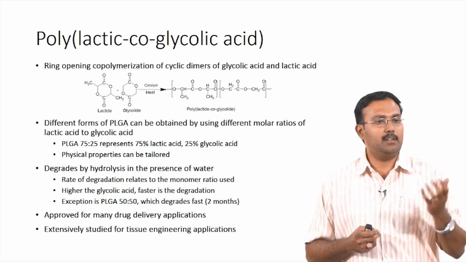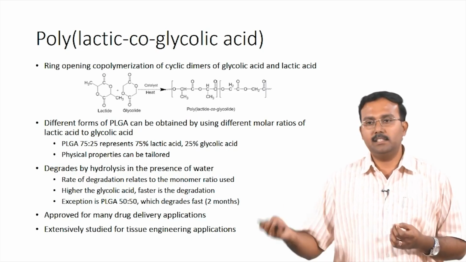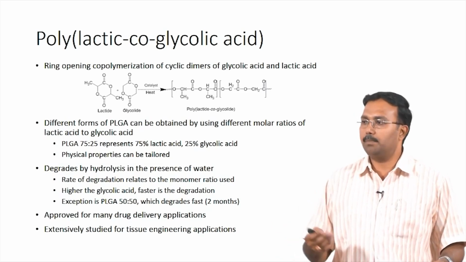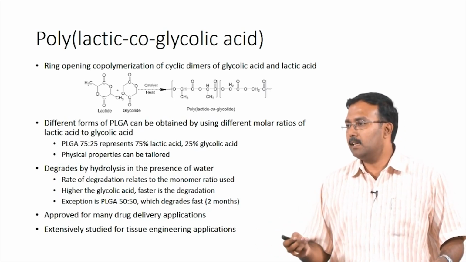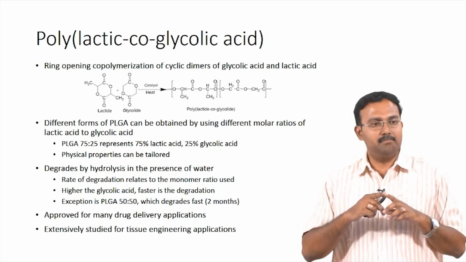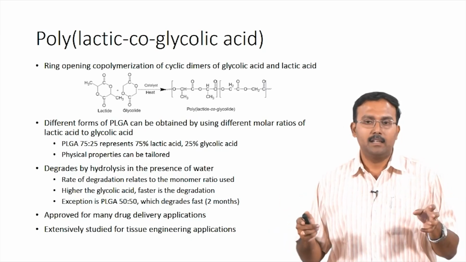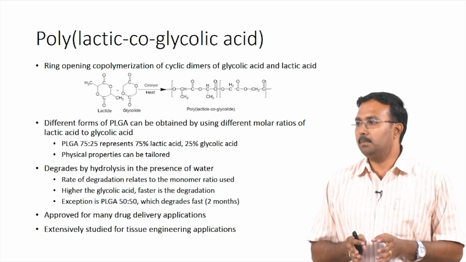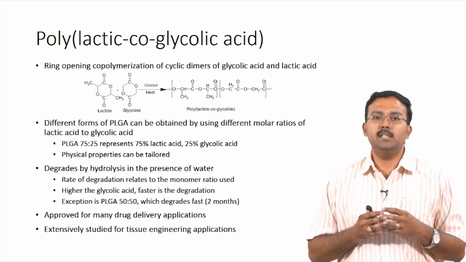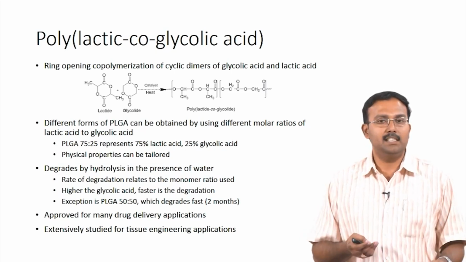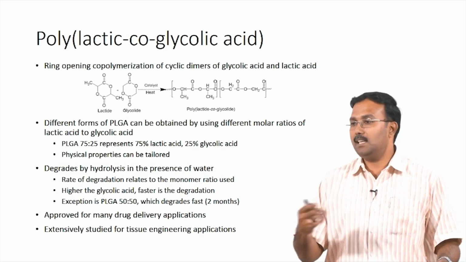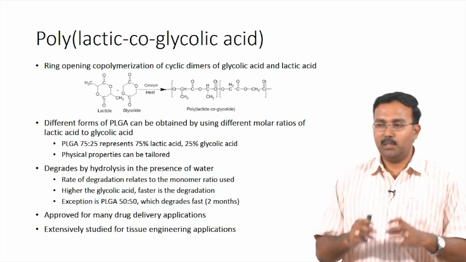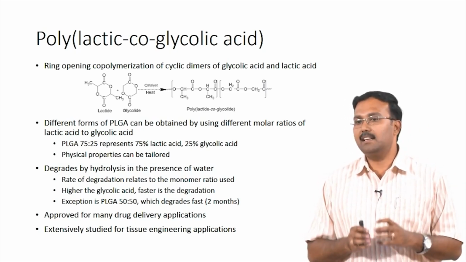If you have very high glycolic acid, then the rate of degradation is faster, because PGA, we saw, had a faster degradation compared to PLA, right. So it would have faster degradation. However, this correlation is actually not linear. So in some points it does not fit that. One example is 50-50 PLGA. PLGA 50-50 shows much faster degradation, which is faster than both PGA and PLA. I do not know the chemistry behind it, but in general this has been observed.